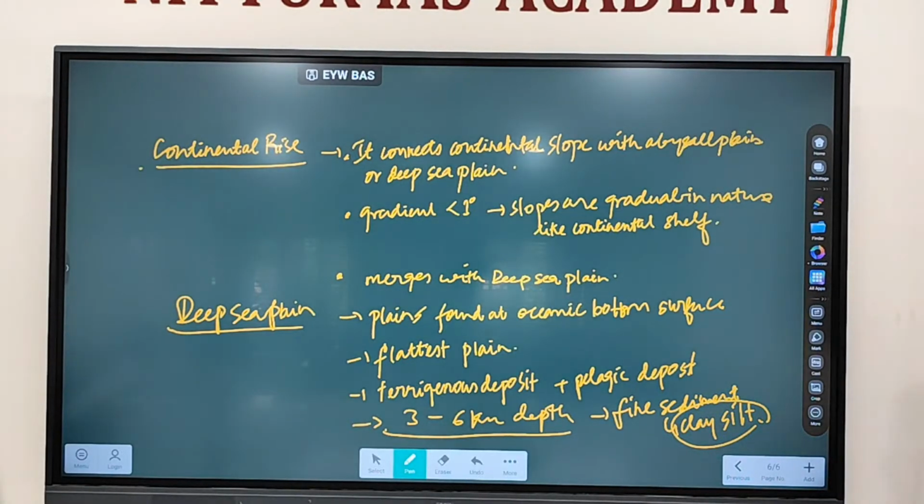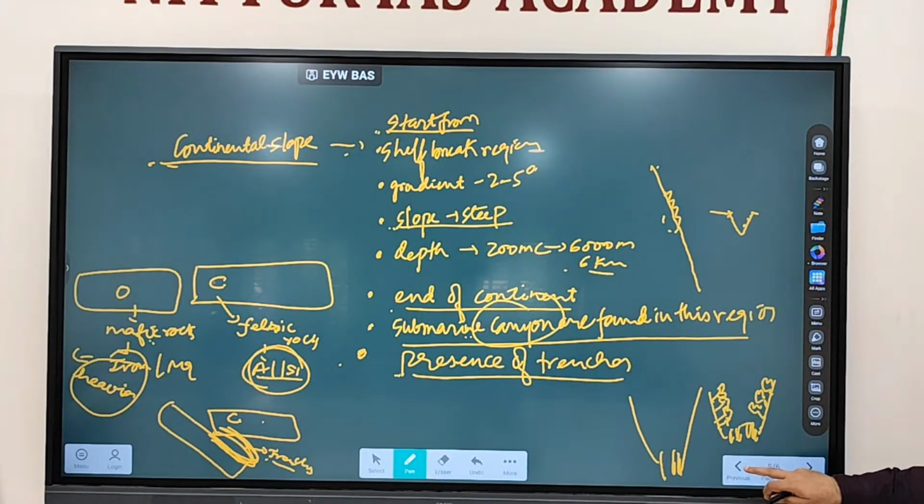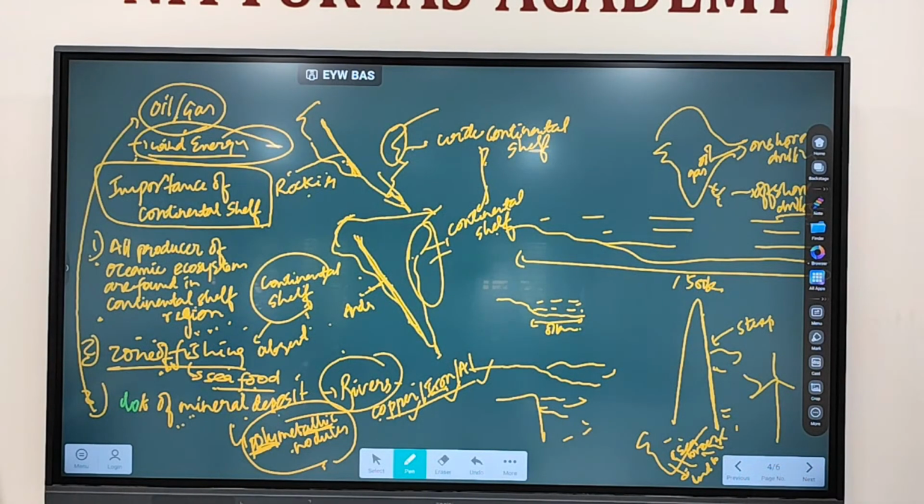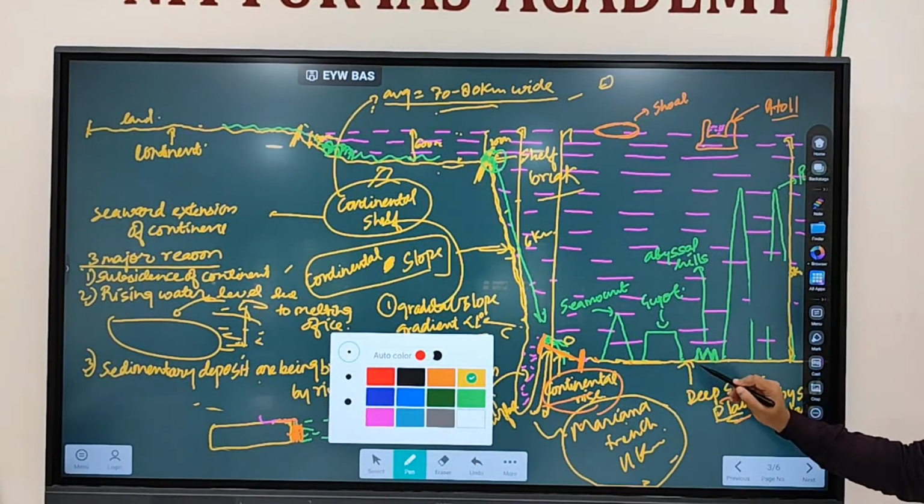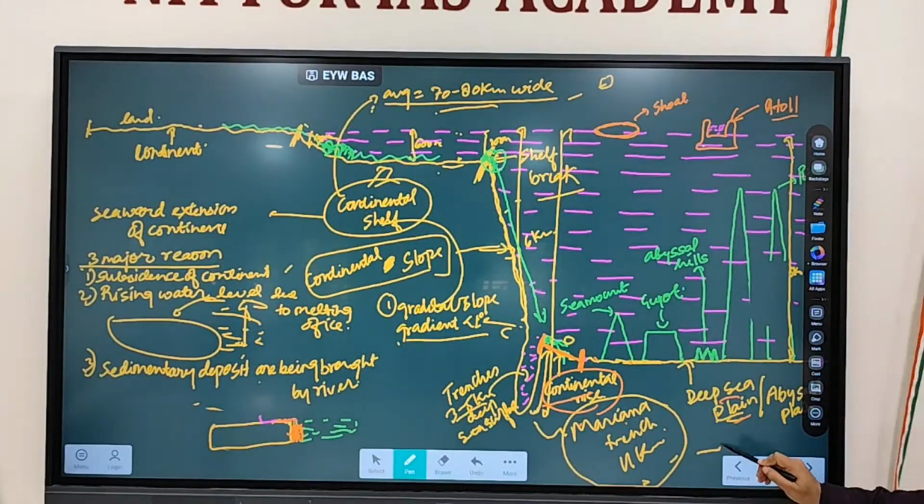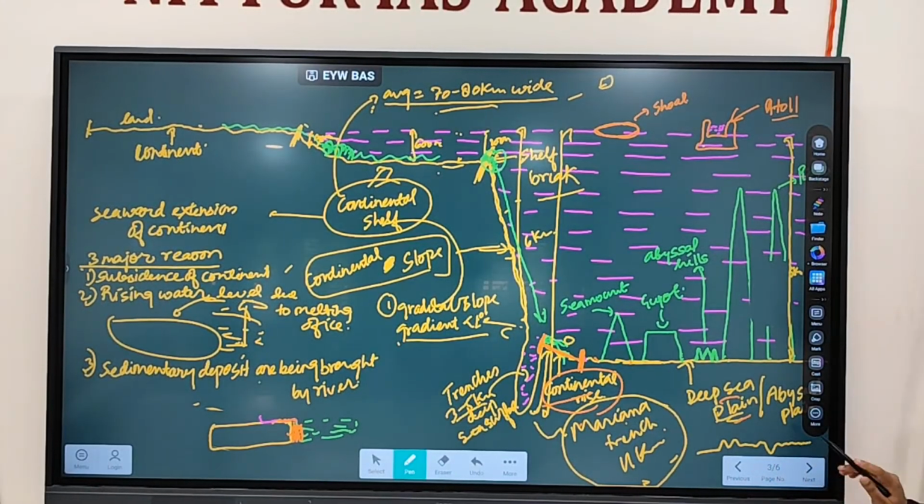Fine. Clear? So if you see the diagram, what we have written here is that these abyssal plains are the flattest plains. Flattest plain means there is no variation in height. They are very flat like this. You can see these do not have variation in height. They are the flattest plains.